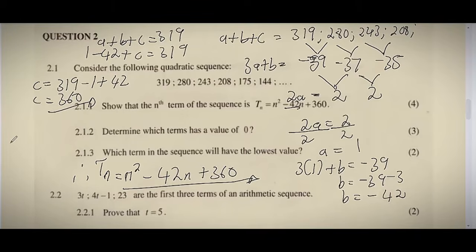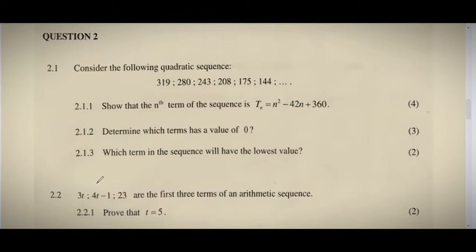2.1.2 says determine which terms have a value of 0. Which terms, right? So this means the values for n. So we can just take this, that's only 3 marks, n squared minus 42n plus 360, then just equate it to 0. So that means we can find that it's more than one term that is equal to 0.